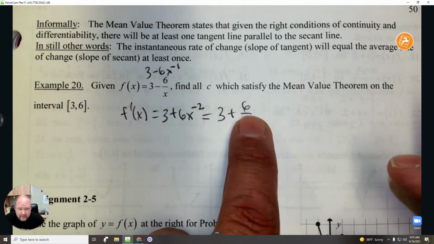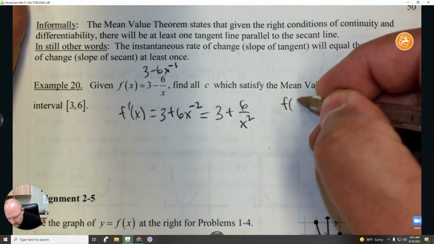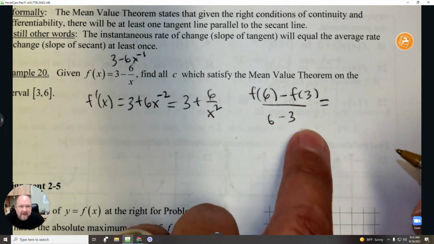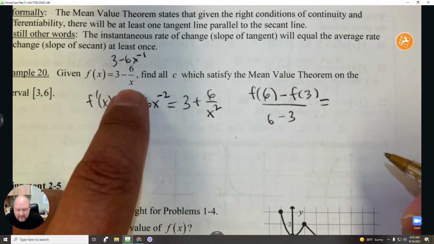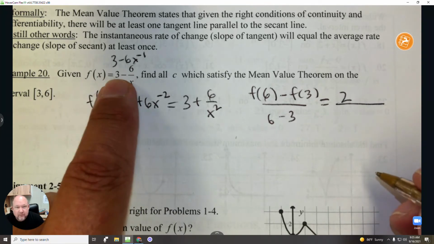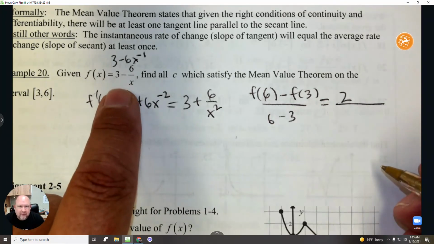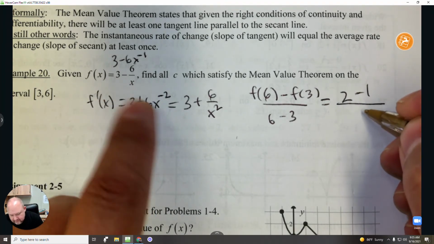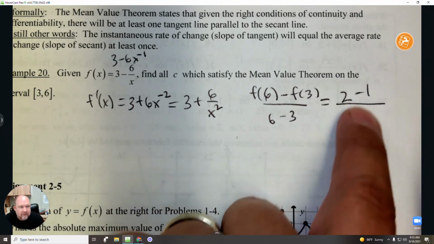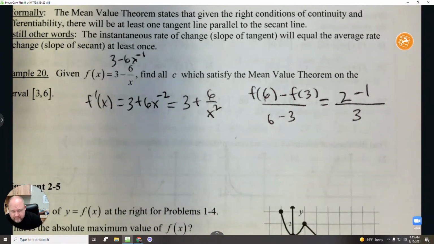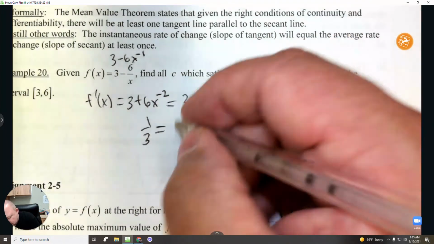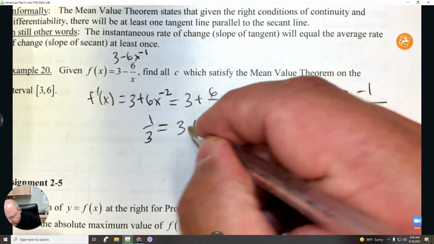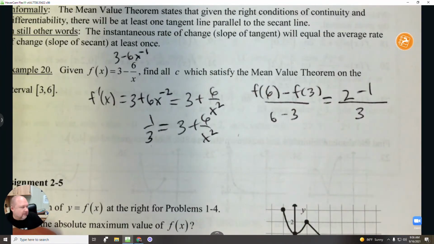So there's the derivative. I also need to find the AROC, the average rate of change on that interval. So that's how I'll find it. Plug 6 in. 6 divided by 6, that's a nice number. So 3 subtract 1, that's 2. 3 is also a nice number. 6 divided by 3 is 2, and 3 take away 2 is 1. So this all simplifies to what? 1/3. So then we take the 1/3 and we make it equal to each other. And then that's what I'm going to solve.